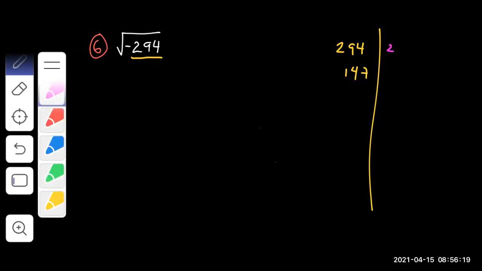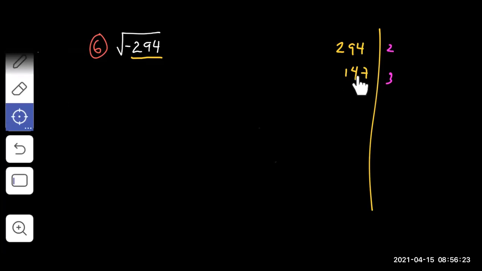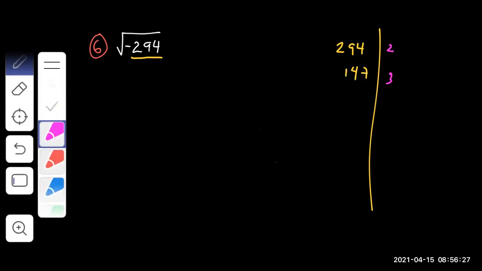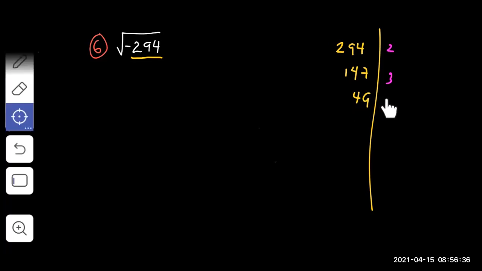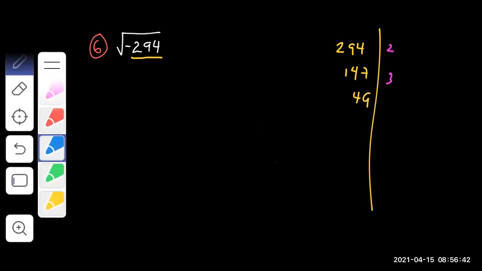Let's see if we can use the third part. What is 147 divided by 3? 49. Thank you, that's perfect. Can we use the third part again? Is 49 in the multiplication table of 3? No. And we cannot use 5.